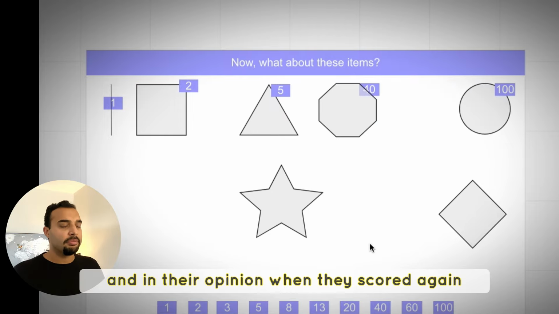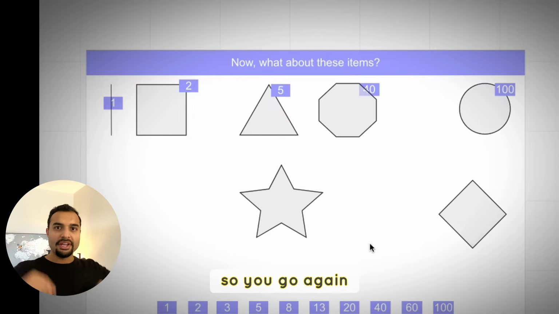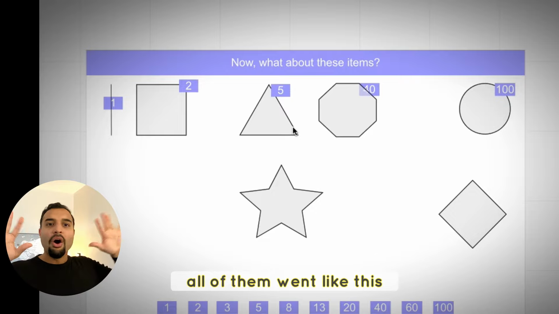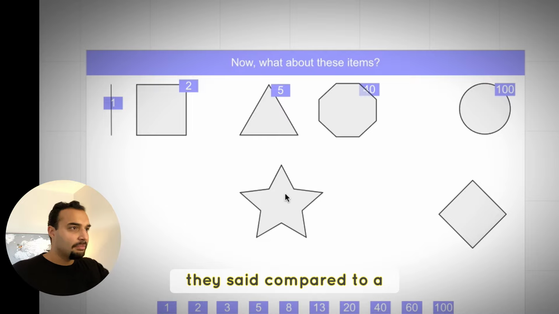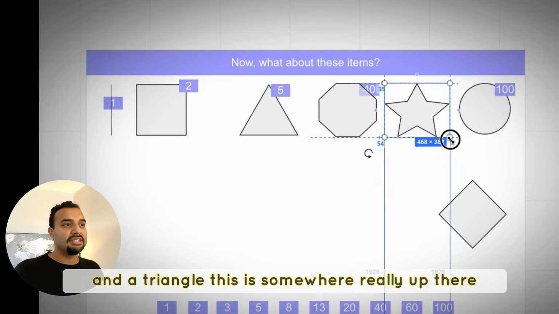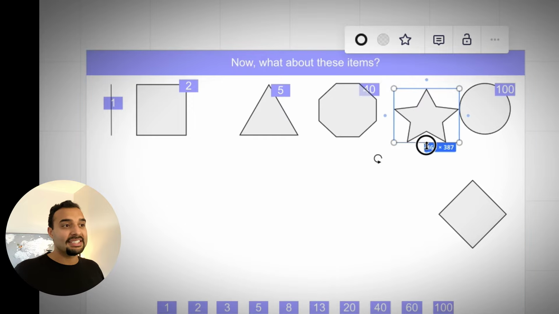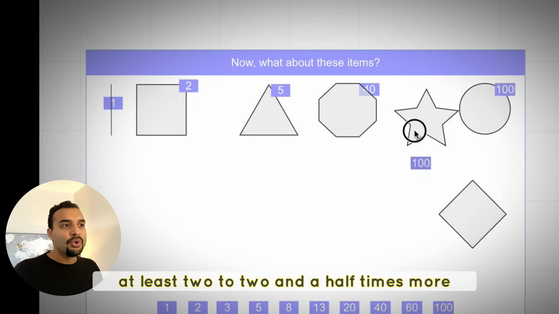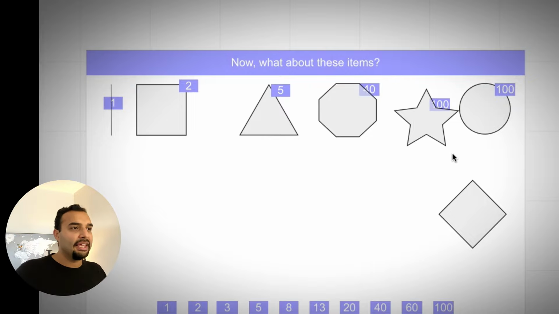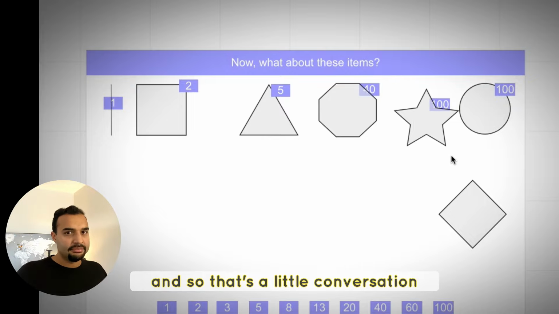And in their opinion, when they scored again, so you go again, 3, 2, 1, raise their score. All of them went like this. They said compared to an octagon and a triangle, this is somewhere really up there. This is at least 2 to 2.5 times more complex than an octagon. And so that's a little conversation.